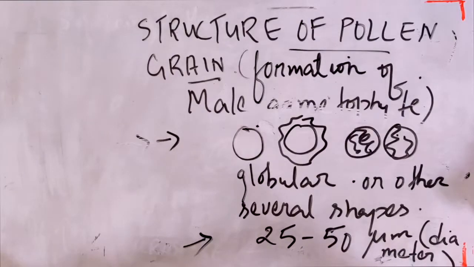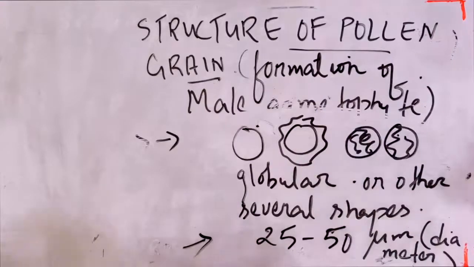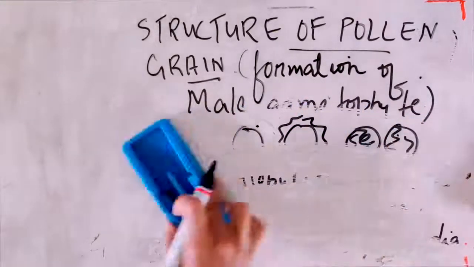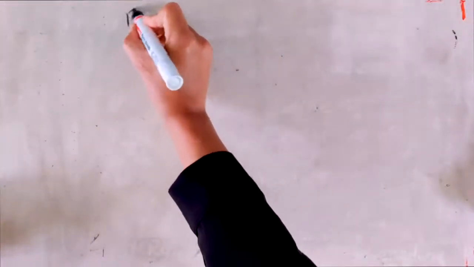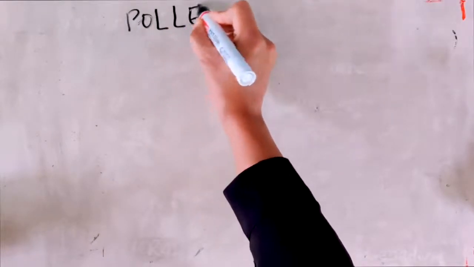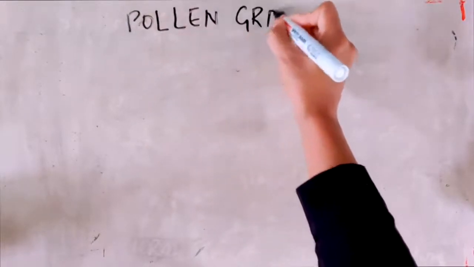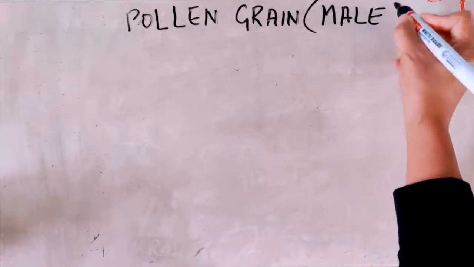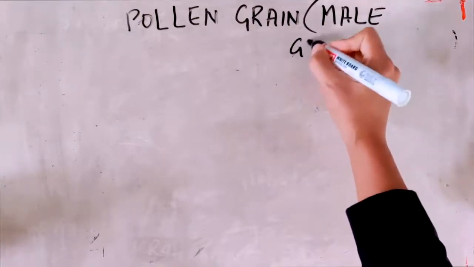So the structure of pollen grain and how the formation of this pollen grain for male gametophyte. It represents the male gametophyte, so I can write in bracket now, male gametophyte.